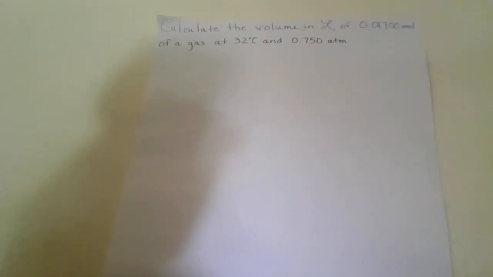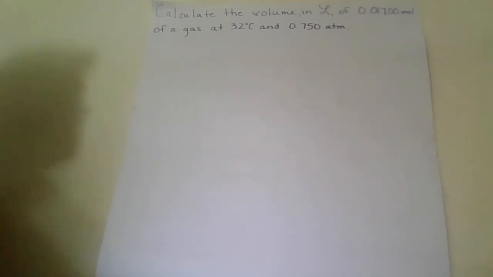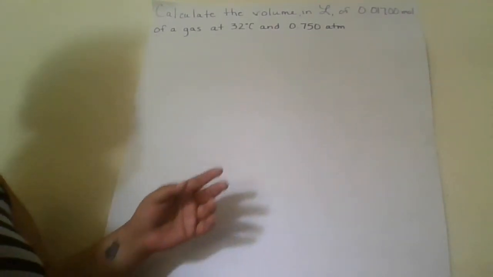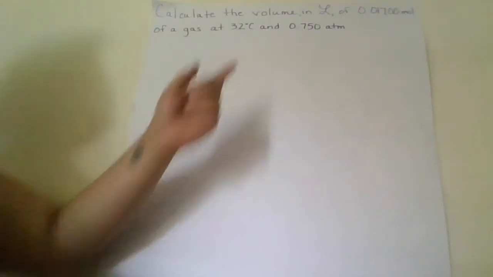Here you will see the problem says to calculate the volume in liters of 0.01700 moles of a gas at 32 degrees centigrade and at a 0.750 atm pressure. So whenever we're doing these problems, we have to remember looking at the relation of what they have given me. They have given me a lot of information. I got to calculate a volume. They've given me moles, a temperature, a pressure.